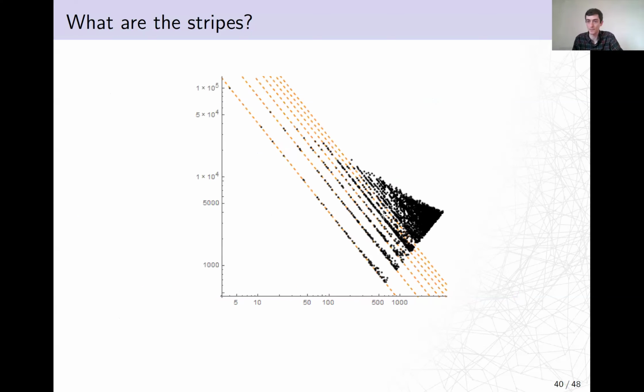And that is where these stripes come from. Each of these stripes is the line d2 equals 4p times n divided by d1. This is just saying that d1 times d2 is equal to 4pn or maybe slightly larger. And you see that, especially for small values of d1, this is a very, very good approximation. And as you move to the right, the approximation gets worse and worse.